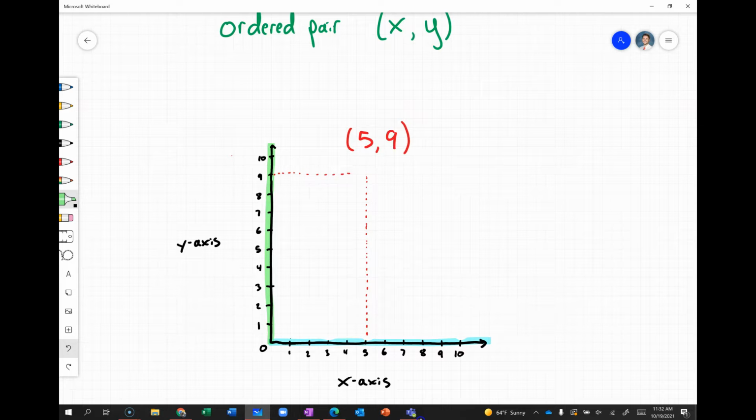Let's see if we can do another one here. Let's plot the point 0, 7. So this time we're going to look for 0 on the x-axis, and you'll notice that is over here on the left side running along our y-axis. So 0 on the x-axis, follow that up to 7 on the y-axis. So our one point for 0, 7 would be right here. And let's try one last one.